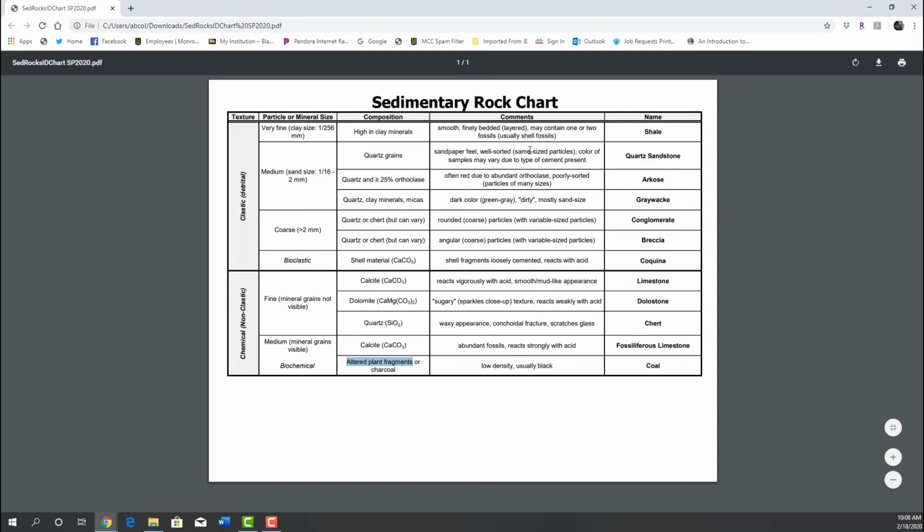The comment section here are really just sort of useful ways to identify these samples. And then finally, you have the names in this column here. So the first thing you want to do is determine if you have a rock that is clastic or chemical in nature, and then its grain size, and then you get into its composition just a little bit. I will say that this is usually less painful than your igneous rock identification.